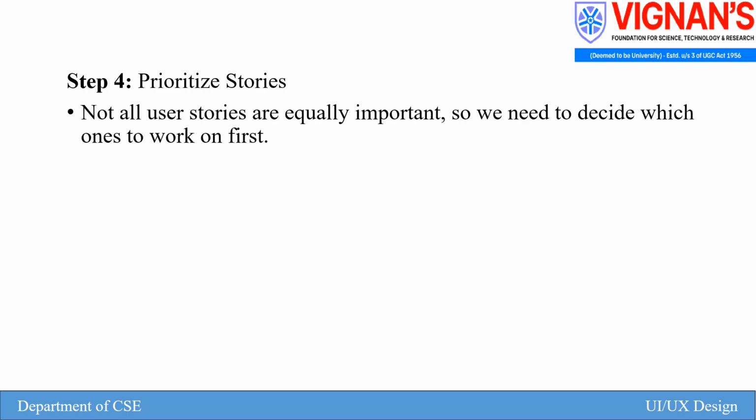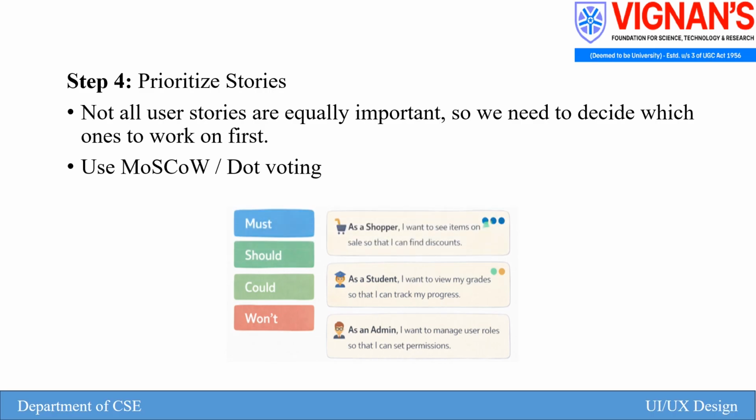Step 4. Prioritize user stories. Not all user stories are equally important, so we need to decide which ones to work on first. We can use techniques like MoSCoW or dot voting to prioritize. By prioritizing stories, teams can focus on delivering the most important features first.